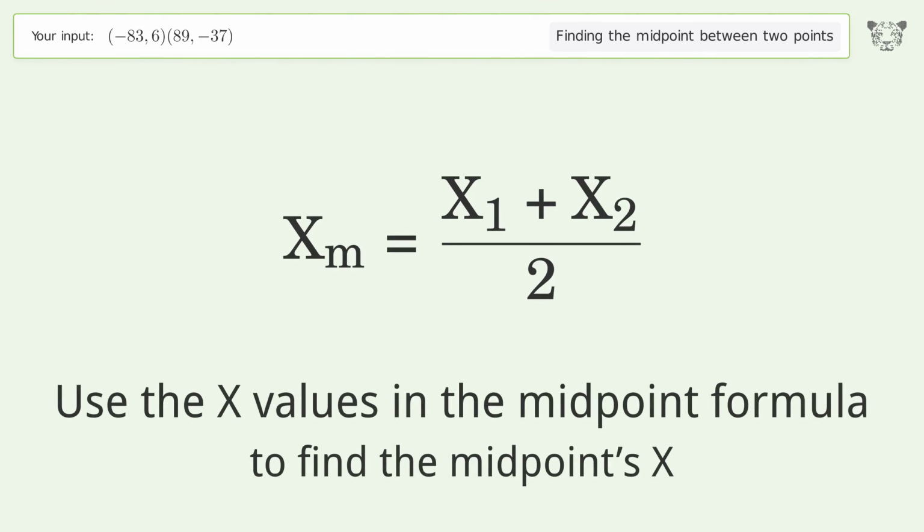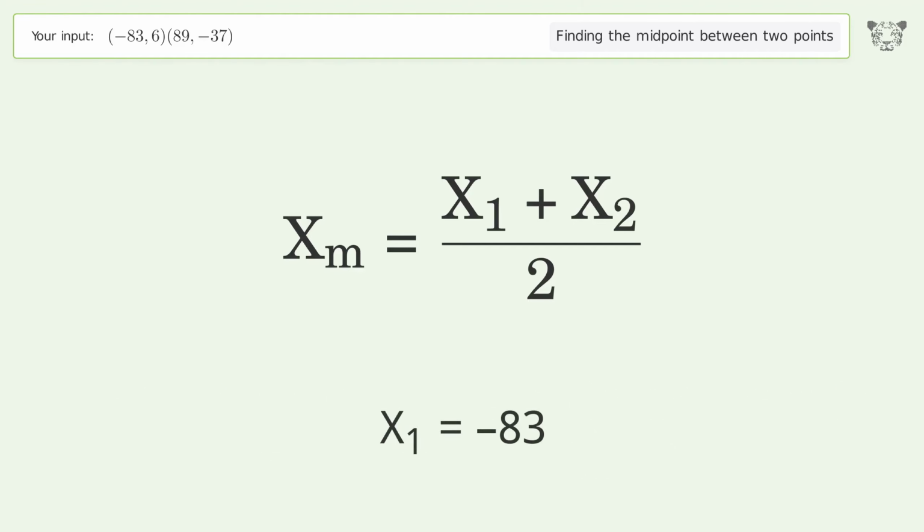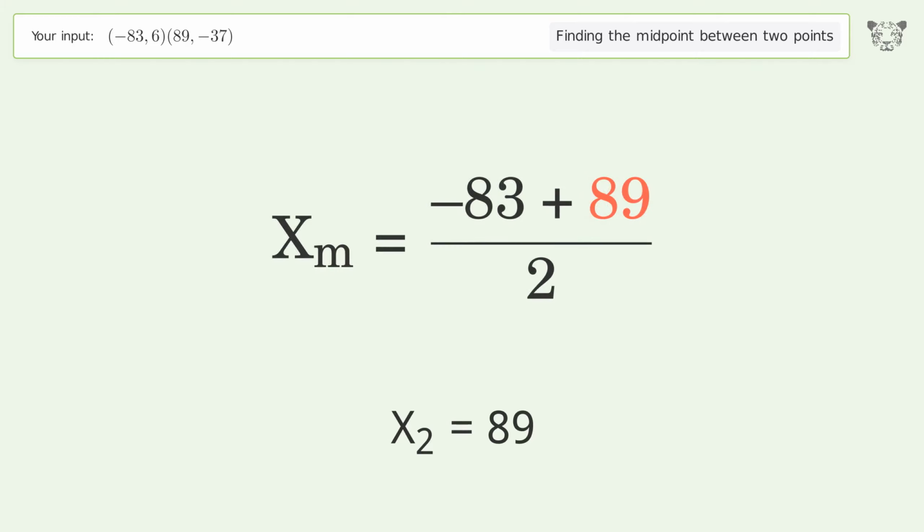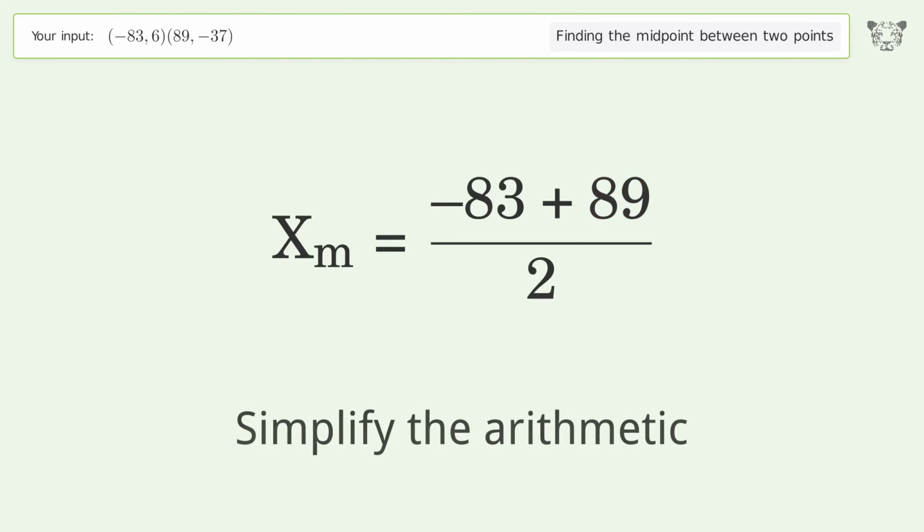Use the x values in the midpoint formula to find the midpoint's x. x1 equals negative 83. x2 equals 89. Simplify the arithmetic.